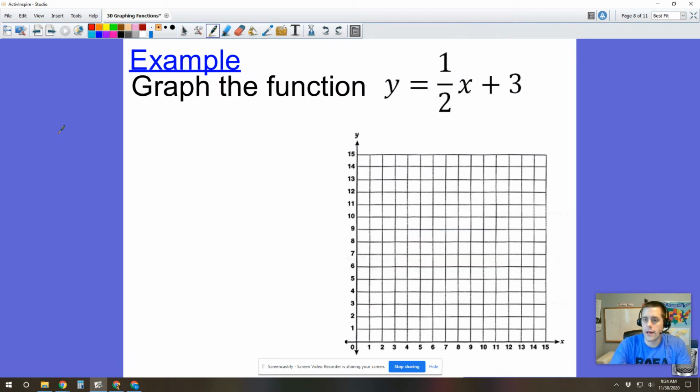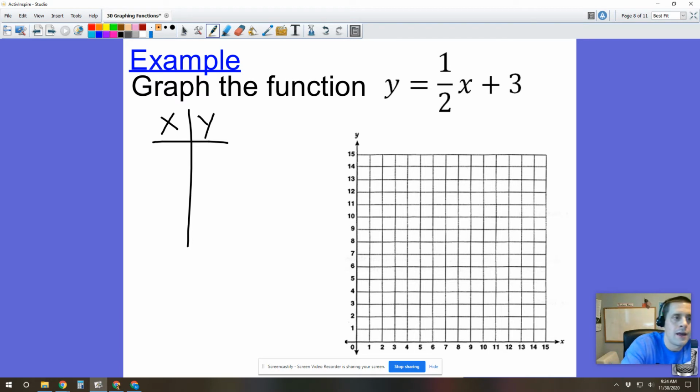All right, let's try one more together. On the screen, we have the function y equals 1/2 x plus 3. So please work through it with me. Step 1, you need a function table. My input value is x, my output value is y. And now we're going to choose values that are easy to work with. Always recommend using a 0. So if I plug a 0 into x, 1/2 times 0 is 0, and 0 plus 3 gives me an output of 3. Now be strategic with what you choose.